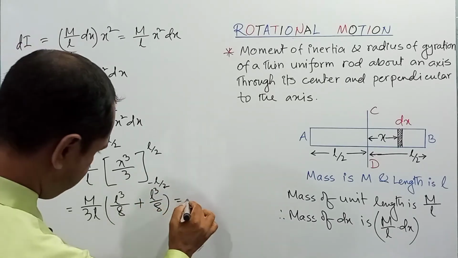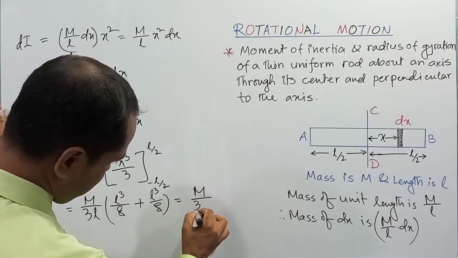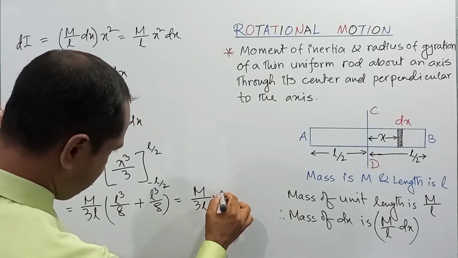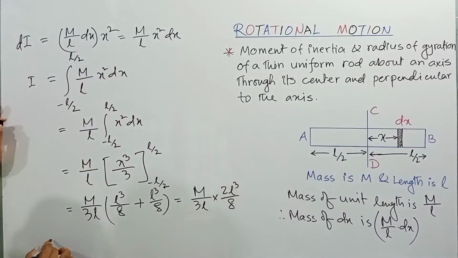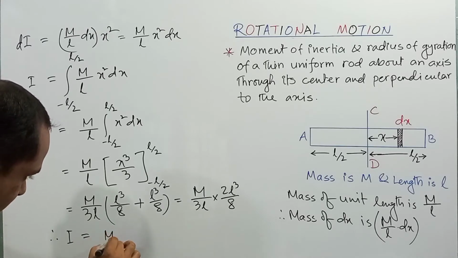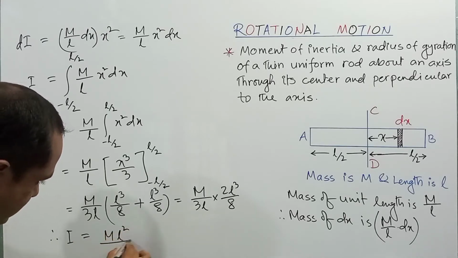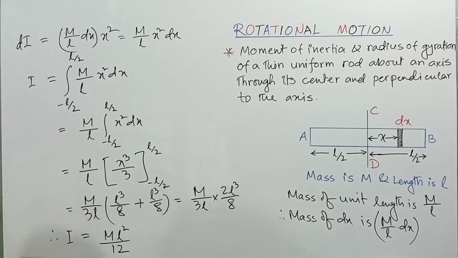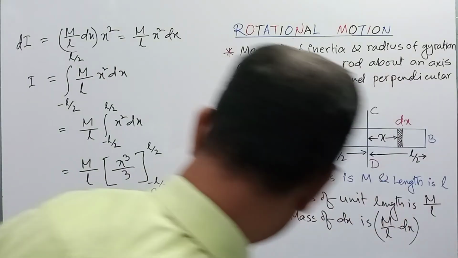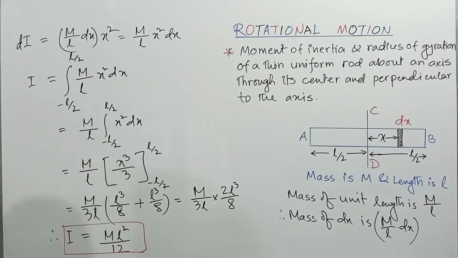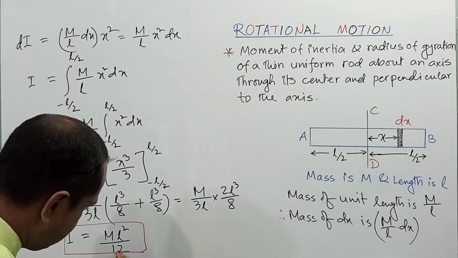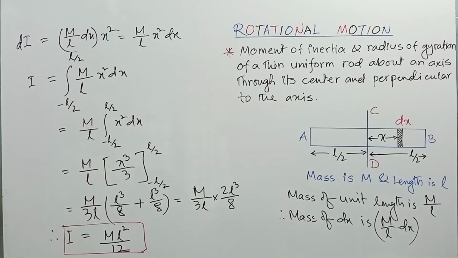So it will be M divided by 3L multiplied by 2L cube by 8. After the simplification, dear student, you will get I is equal to M L square divided by 12. This is the expression for the moment of inertia of a thin uniform rod about an axis that passes through the center and is perpendicular to the rod.